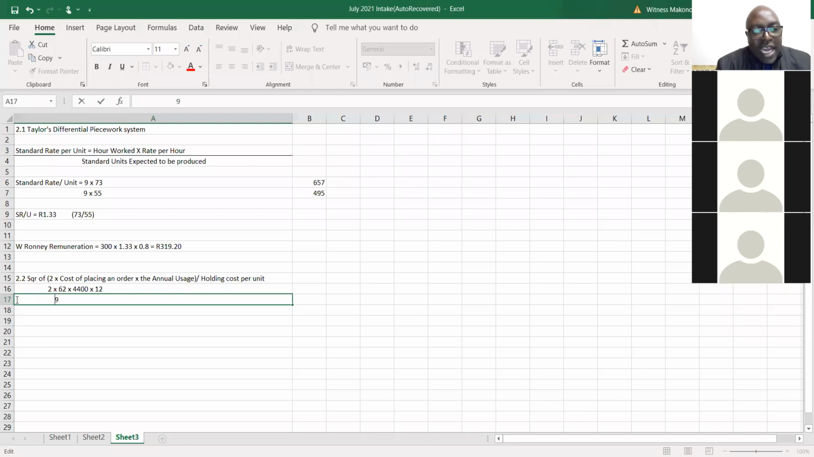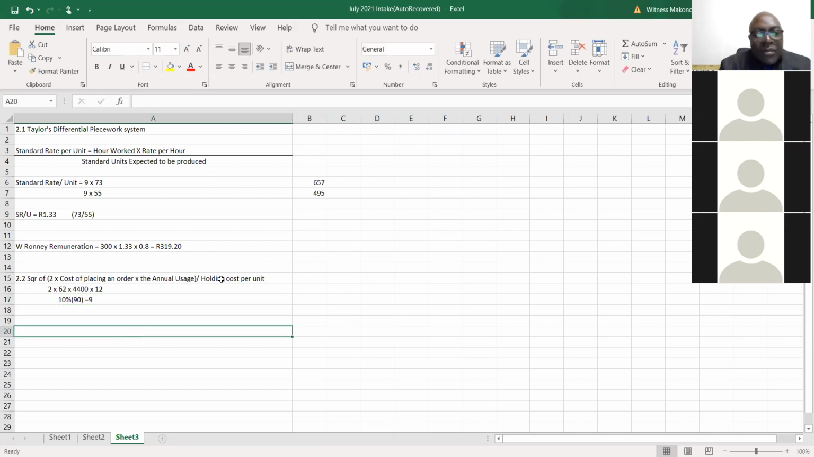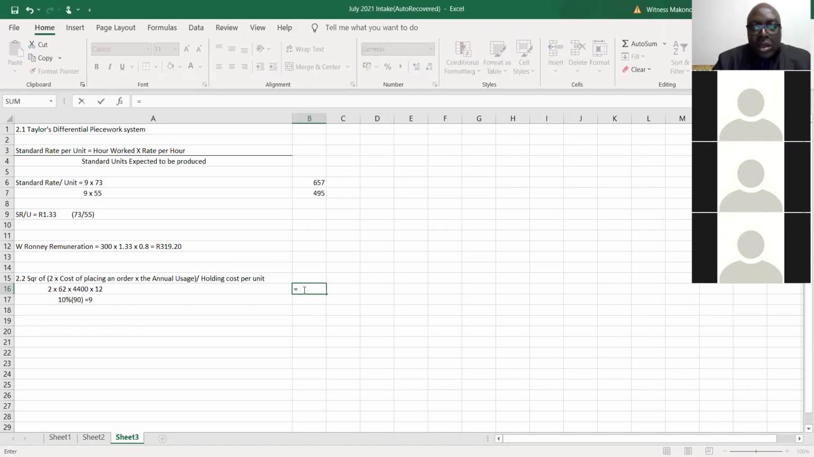Do you see how we got to our 9? Let me write 10% of 90, so that when you revise, you know what you're doing, which equals 9. So the denominator there is 9, but let's calculate the numerator, which is equal to 2 multiplied by 62.